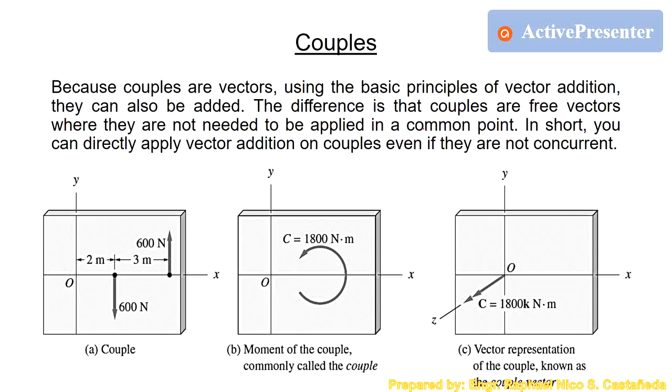Why are they free vectors? If we apply the concept of equivalent couples, they can be considered free vectors because couples have no line of action. It only has a sense and magnitude. It has a direction, but basically there is no line of action on the couple.